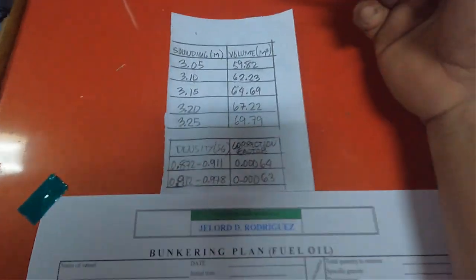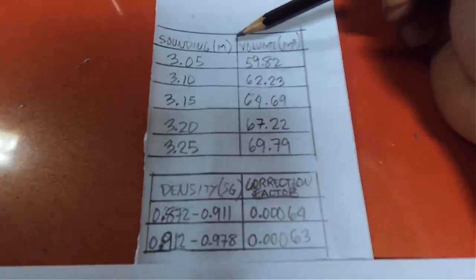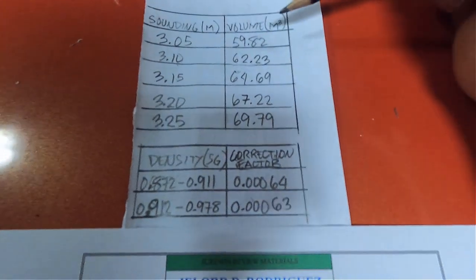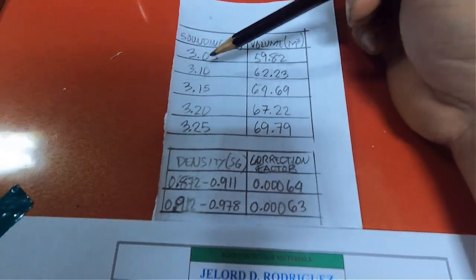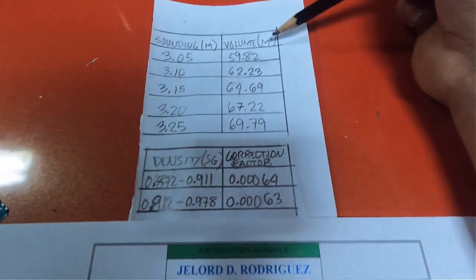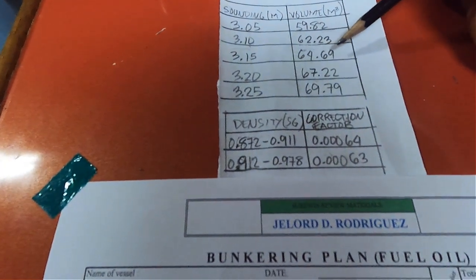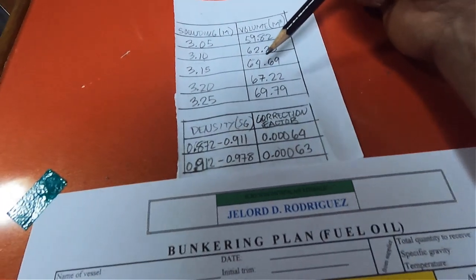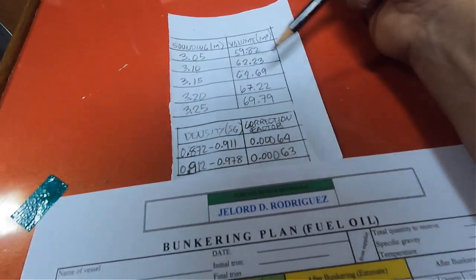Before anything else, this is our volume table. At the 3.05 meter sounding, we have 59.82 volume. Then at 3.10 meter sounding, we have 62.23 cubic meters. Then also 3.15, we have 64.69 cubic meters, and 3.20 meters, 67.22 cubic meters, and so on.